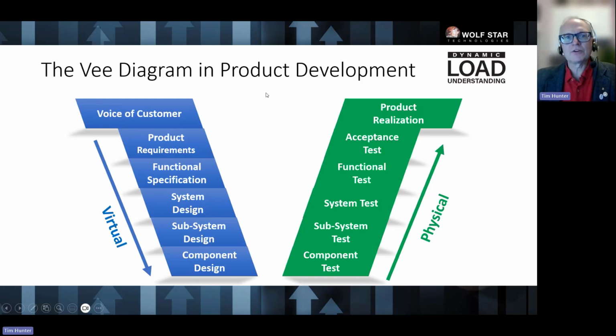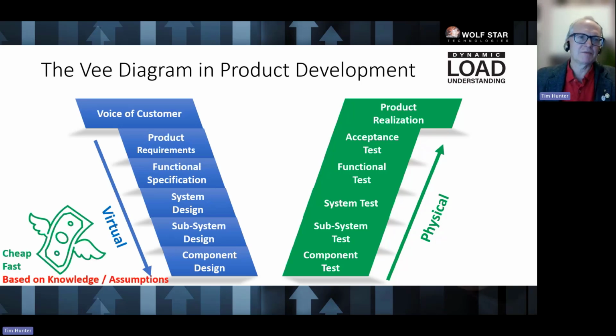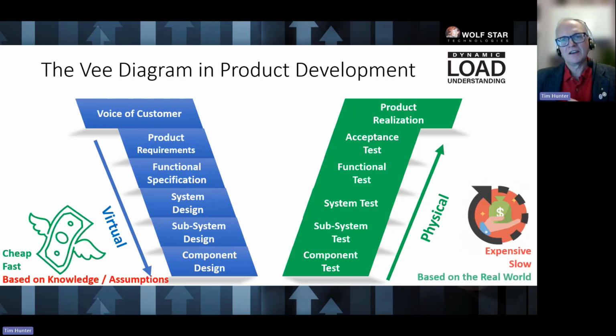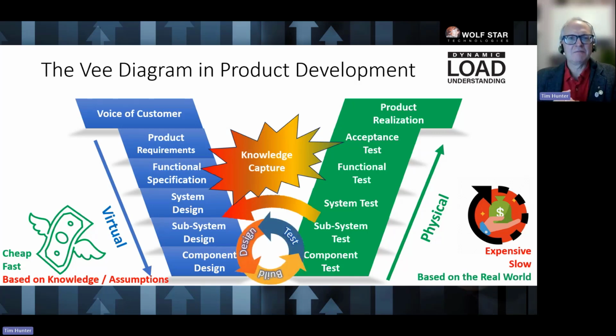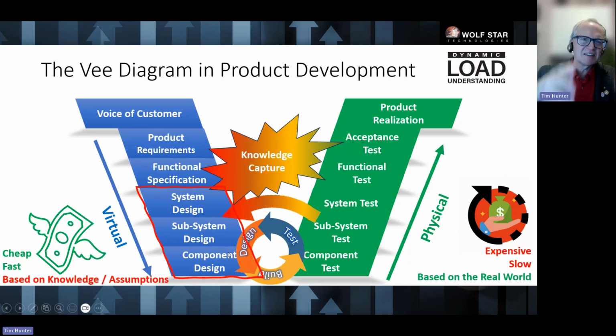So if you went to our webinar last time, you saw this V diagram we talked about quite a bit, and talked about how it's cheap and fast on the front end and expensive and slow on the back end. The whole idea is that we're trying to capture knowledge and bring that into the simulation environment, okay? And this is all part of our design-build-test cycle. This is just what product development is. Today we're going to focus on just this section here: system design, subsystem design, and component design. This is where the simulation happens. So we're going to focus on that portion today, okay?